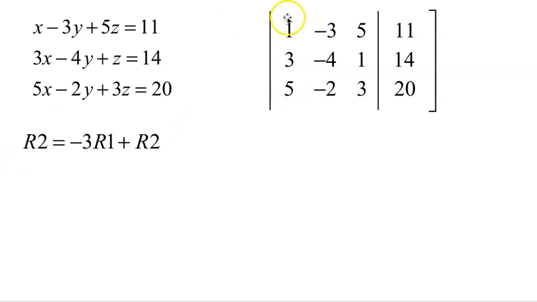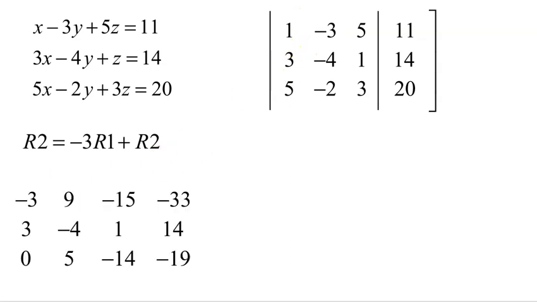So we'll take row 2 is negative 3 times row 1 plus row 2. Negative 3 times 1 is negative 3, plus 3 would give me 0. That gives me a 0 in that spot, which is what I want.